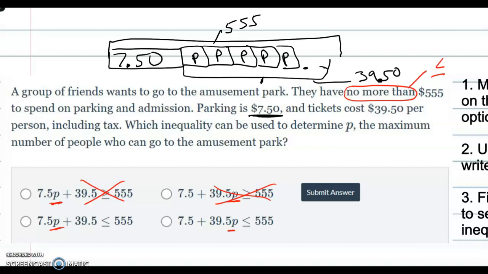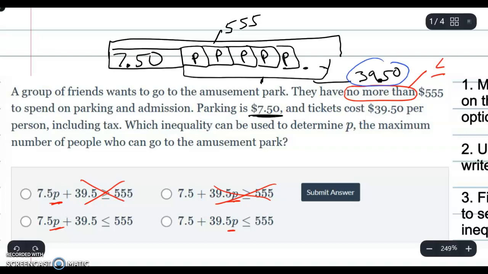Alright, so now we're down to these two choices here. This 7.5p plus 39.5 less than or equal to 555, or 7.5 plus 39.5 times p. Well, we know we're going to put the 39.5 times the p, right? And the 7.50 is just a flat fee. So that's going to be this one here. That's going to make this one our correct answer.